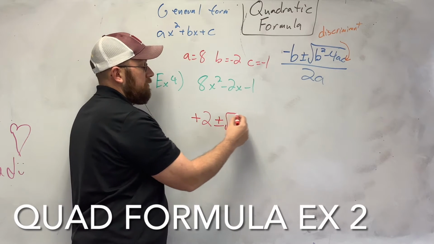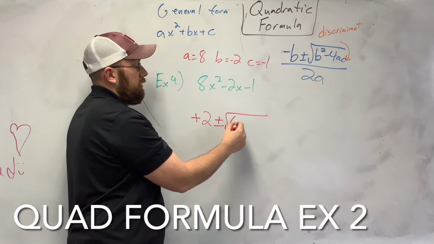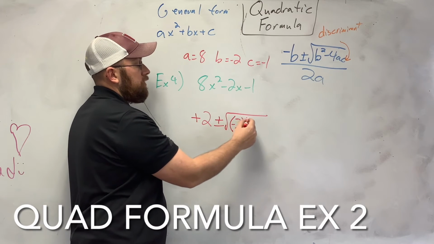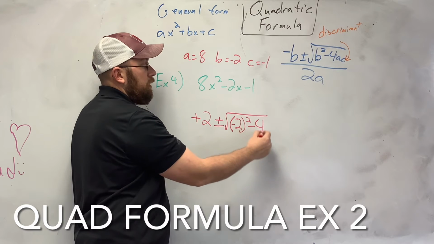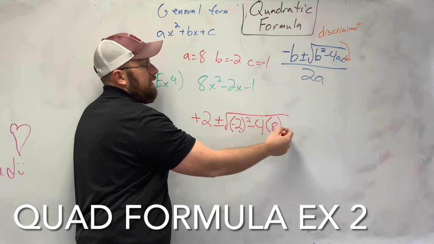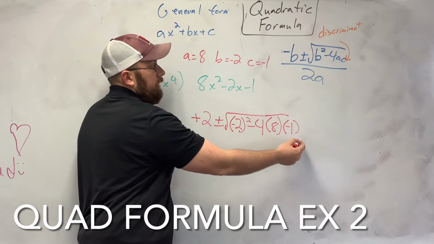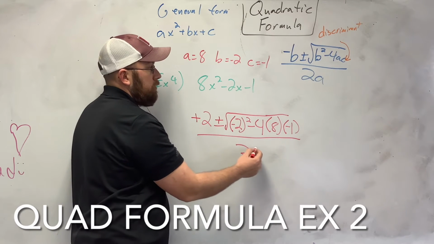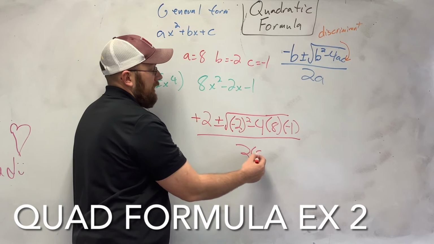Plus and minus, square root, -2 squared minus 4. What's my A? 8. What's my C? -1. All over 2 times 8.